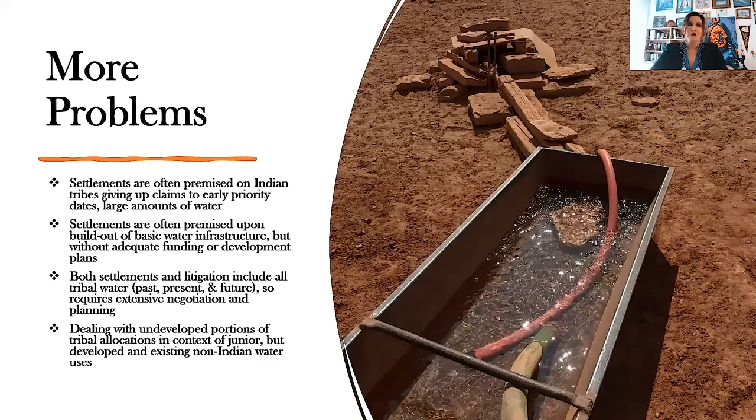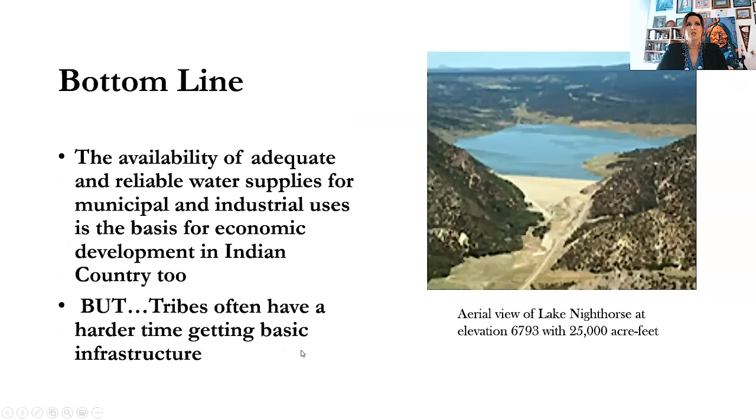There's a lot of pressure on tribal governments to do this, in that settlements include all tribal water, past, present, and future. So it's a very politically fraught process with a lot of negotiation and planning, and requires the tribes and all parties to deal with the undeveloped portions of tribal allocations when, in many instances, the water is already over-appropriated by junior but developed and existing non-Indian water uses.